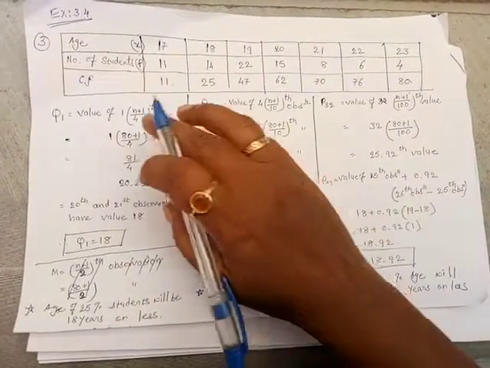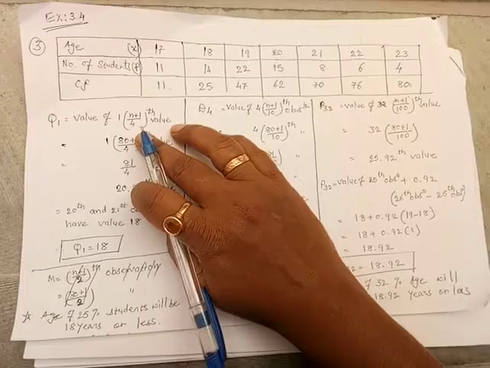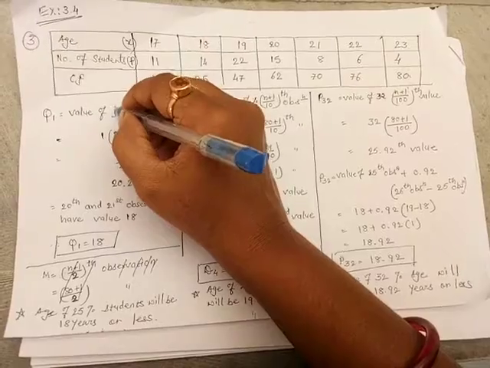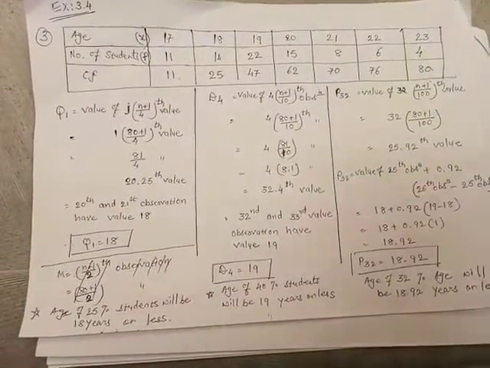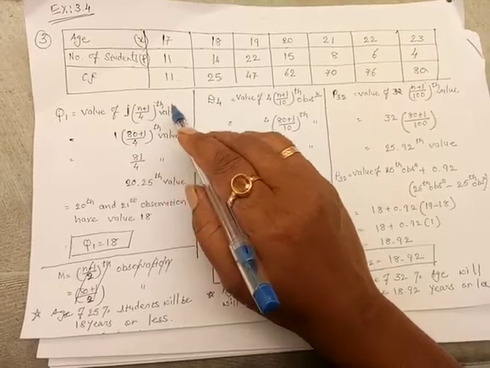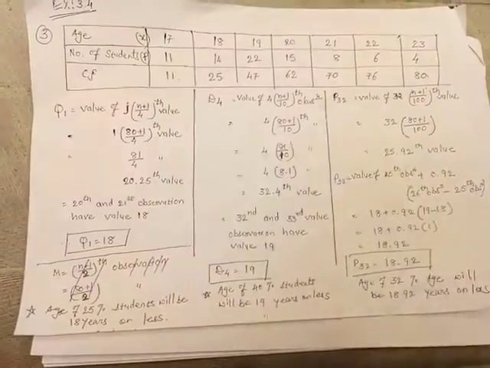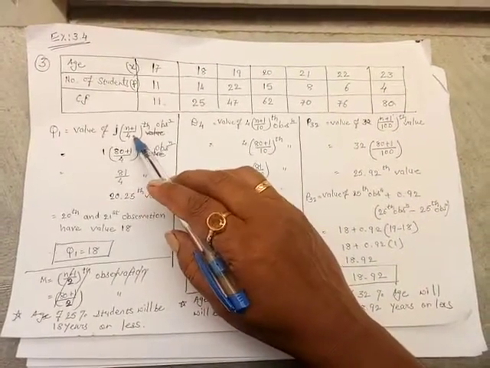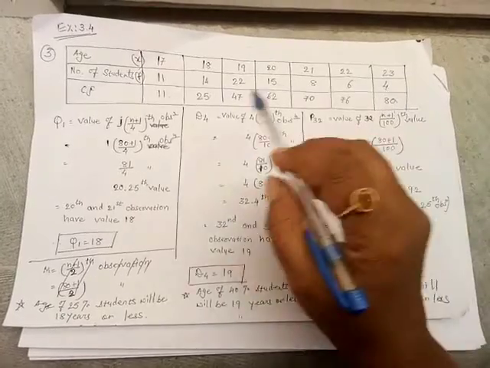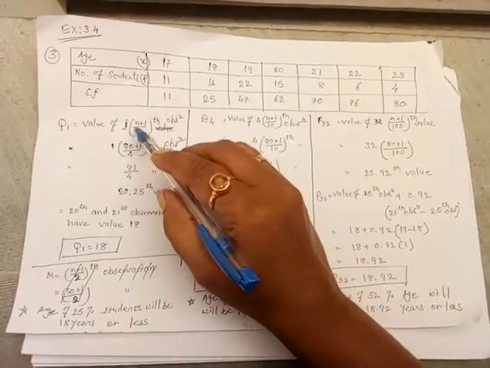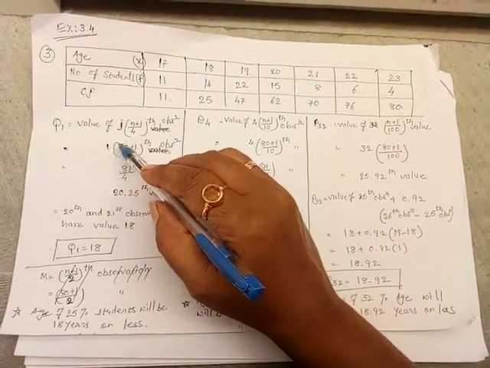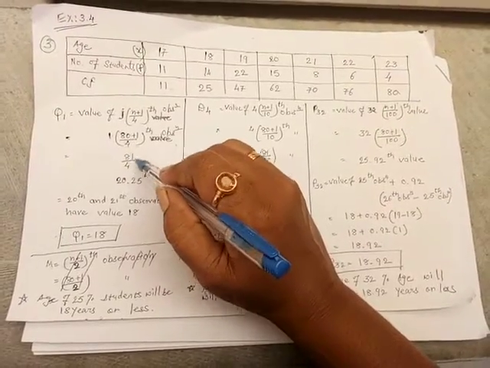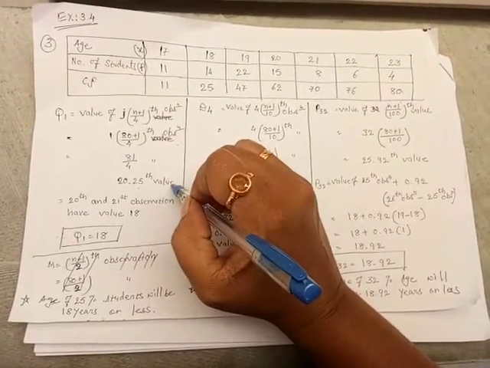Now first of all we find the quartile. The formula of quartile for discrete series is the value of j in bracket n plus 1 upon 4th observation, and here n is equal to 80. Now for quartile 1, in place of j we write 1. So 1 in bracket 80 plus 1 upon 4th observation. If you simplify this, 81 upon 4 comes, so the 20.25th value comes.